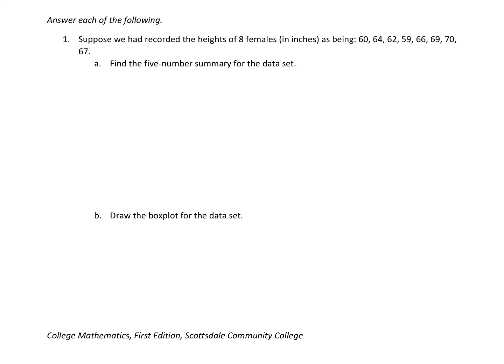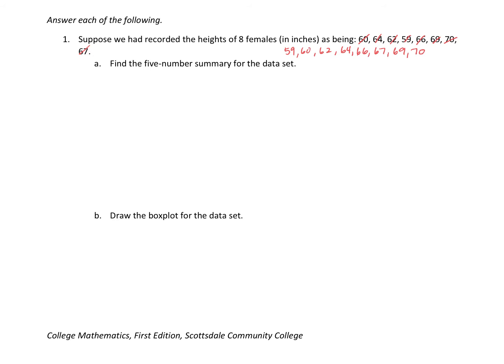So the first example, suppose we had recorded the heights of 8 females in inches, and we have them listed. Find the 5-number summary for the data set. So it's always good to go ahead and order your data. So I'm going to start with the smallest value, so 59, then 60, then 62, then 64, 66, 67, 69, and 70. So there are my 8 data values in order from least to greatest.